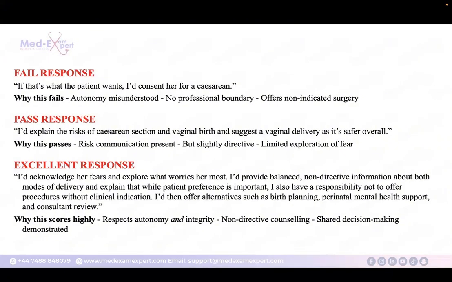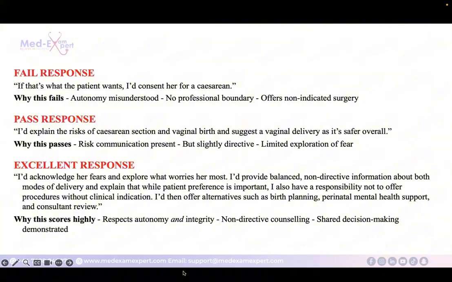So what would be the pass response? That is, I would explain the risk of cesarean section and vaginal birth and suggest a vaginal delivery as it's a safe overall option for these patients. And this would be a pass because you communicated the risk of cesarean section to the patients, and compared it, you gave full pros and cons about that, but slightly directive and limited exploration of the fear.